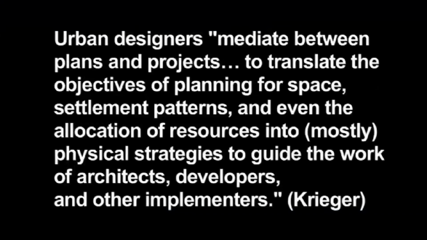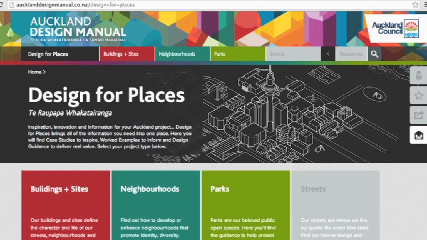The urban design guidelines that Lang is referring to introduces us to the job title of urban designer, which Alex Krieger defines as the people who mediate between plans and projects, to translate the objectives of planning for space into mostly physical strategies to guide the work of architects, developers and other implementers. This is essentially the urban design guidelines, often produced by local or regional councils.